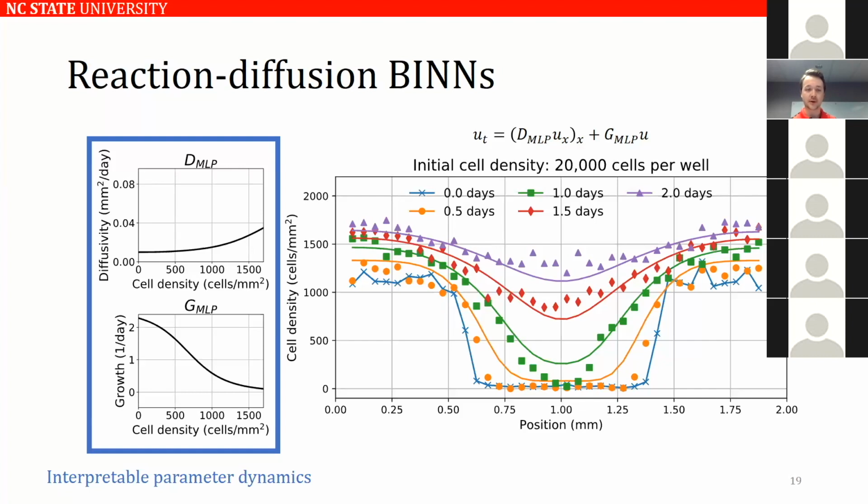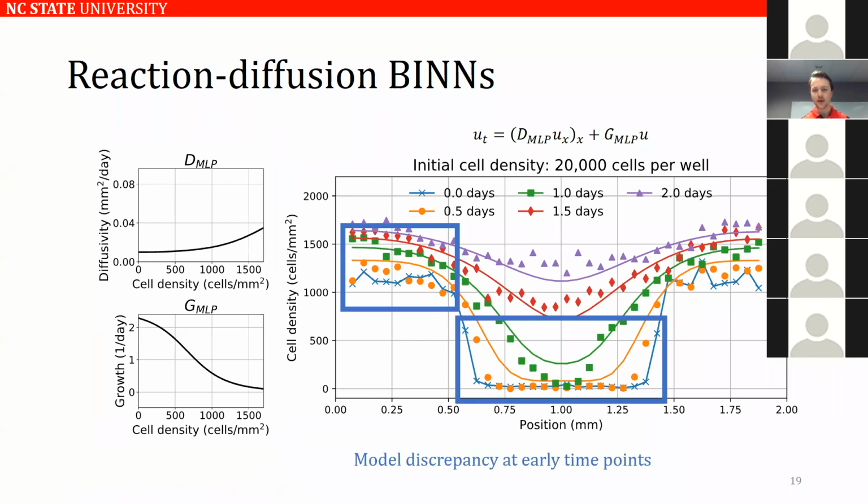The first thing to note is that D and G are actually interpretable. You can see that one of them is constant, one of them is linearly decreasing, and these are just approximate because multilayer perceptrons as functions are similar to polynomials. So we're not looking for anything exact. We want qualitative behavior here. So these exhibit interpretable parameter dynamics. However, when you look at the solution of the PDE, you can see there's some model discrepancy, especially at early time points, in areas of high cell density and low cell density.